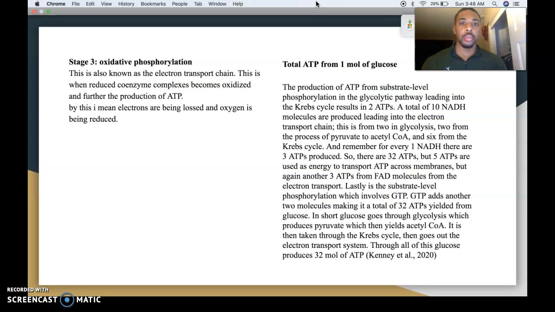So for the total ATP from one molecule of glucose, the production of ATP from substrate-level phosphorylation in the glycolytic pathway leading into the Krebs cycle results in 2 ATPs. A total of 10 NADH molecules are produced leading into the electron transport chain, and this is from 2 from glycolysis, 2 from the process of pyruvate to acetyl-CoA, and 6 from the Krebs cycle. So as I stated earlier, I mentioned all the numbers of the compounds in it. In total, there are 32 ATPs produced from 1 molecule of glucose, according to Kenney et al.